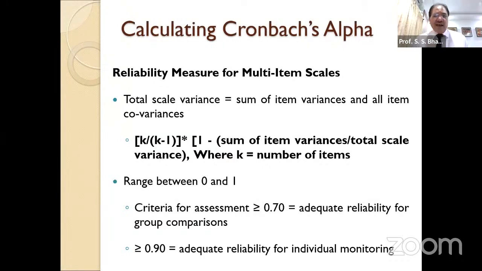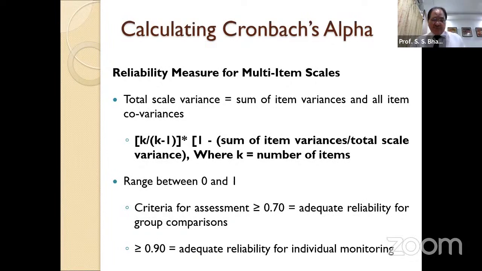Whereas in Cronbach's alpha, we don't use the correlation. We use the sum of item variances divided by the total scale variance. That means the variances in each scale item are summed together, divided by the variance computed by taking responses on the whole scale together. This is how you compute it.